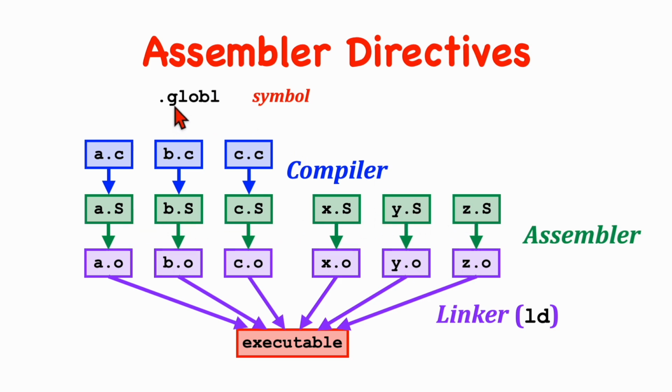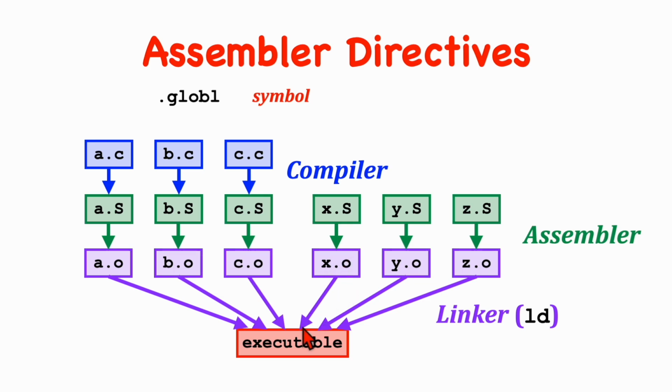So you would use a .global assembler directive, and you'd list the symbol that you want to make available to all the other pieces of your program. And so that label would be exported and made known. And so what happens is the assembler will just put that label and information about it into the object file.